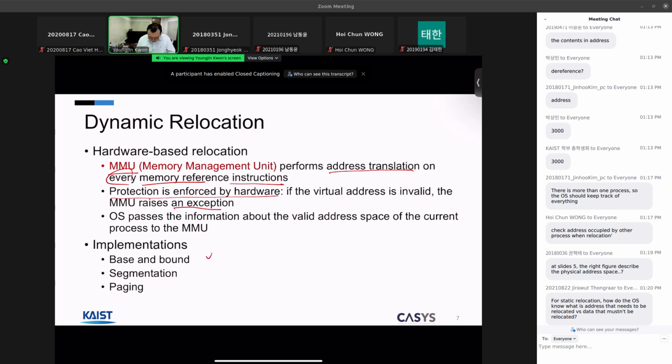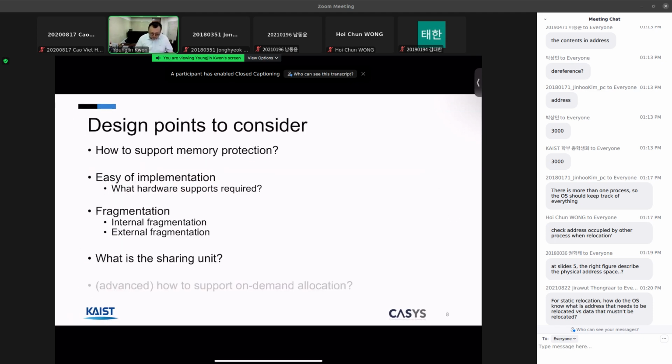Base and bound, segmentation, and paging all have some kind of exception. The operating system just passes along what the valid address space of the current process is. The operating system provides information about this mapping. So we are looking at these three implementations: base and bound, segmentation, and paging. Let's take a look at the first one.